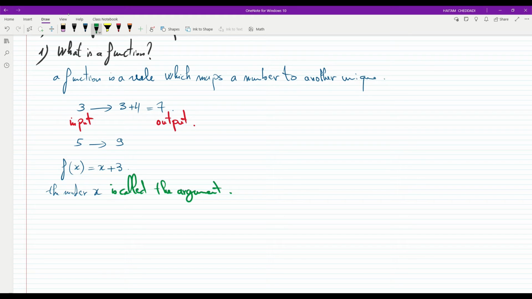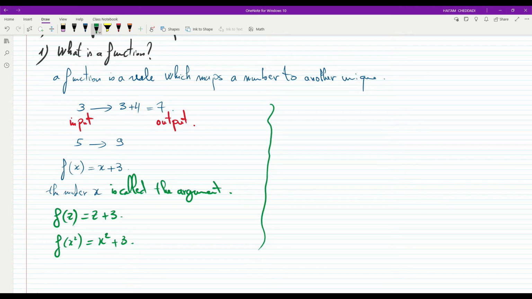If we choose, for example, an input like z, we're going to find that f(z) equals z plus 4. So we can replace x by z. If we choose x squared, f(x squared) also equals x squared plus 4.